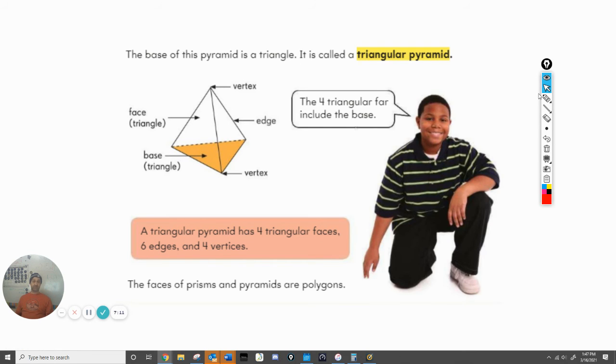The base of this pyramid is a triangle, therefore it's a triangular pyramid. Now the cool thing is if you have a triangular pyramid where all the faces are the same, then that can be flipped over and be a pyramid in any direction. Okay? The faces of all prisms and pyramids are polygons.